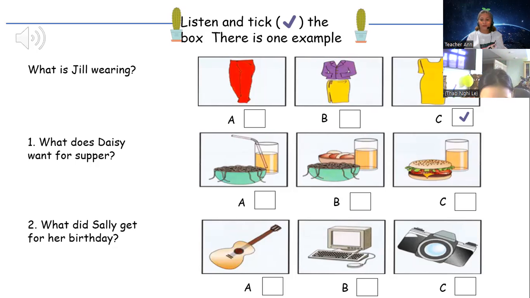What is Jill wearing? Look, Mum. Can you see my friend Jill? No, I can't. What's she wearing? Red trousers? No, she's got a new dress. Is it blue? No, it's yellow. Can you see the tick? Now you listen and tick the box.